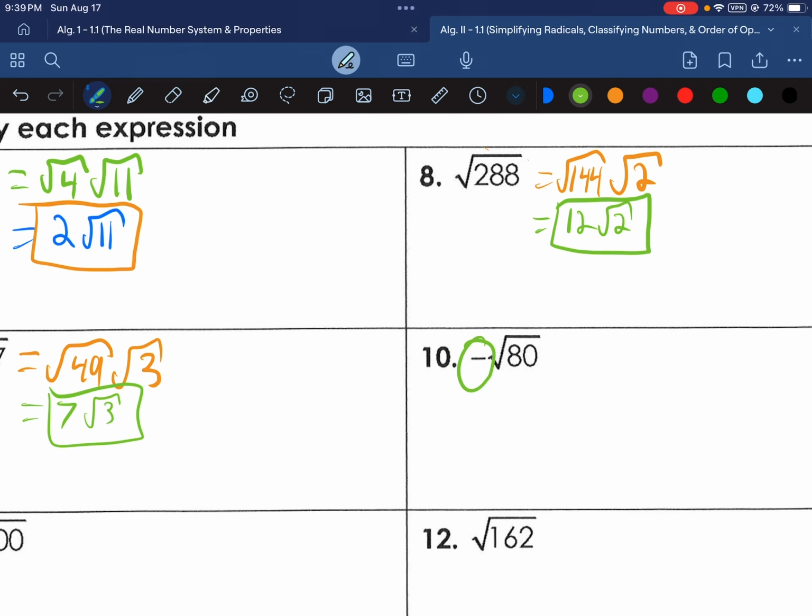Number 10, same kind of problem, however, there's just a negative in front of it. All that's going to happen is our answer is going to be negative at the end. That's the only difference between this problem and the previous problems as far as that's concerned.